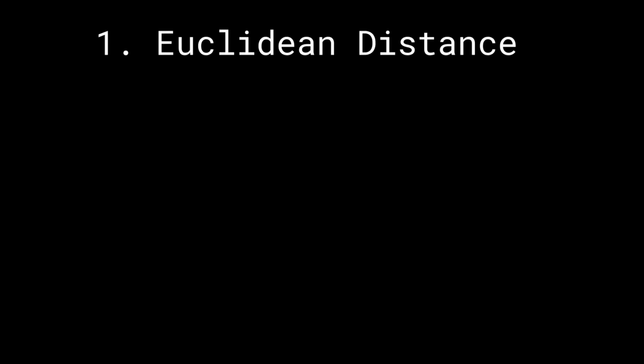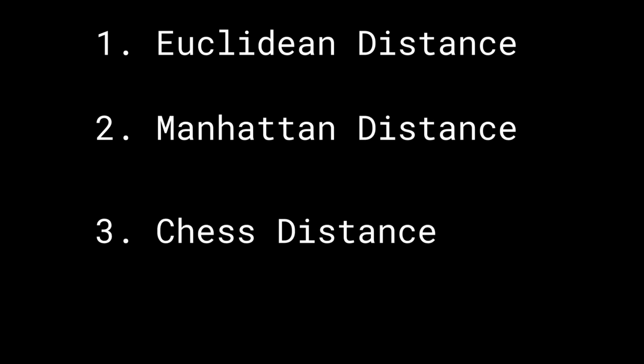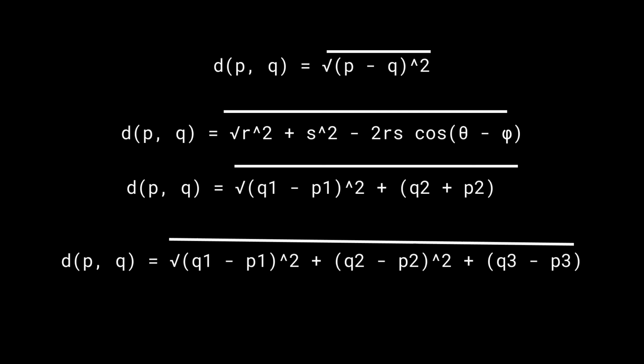Now, there are three methods we can use to establish this. Number one is Euclidean distance. Number two is Manhattan distance, and number three is chess distance. These methods all have their applications. For example, we can take Euclidean distance.